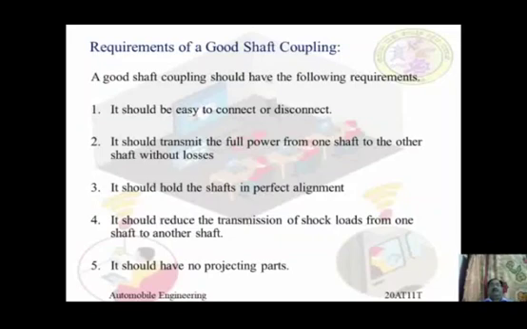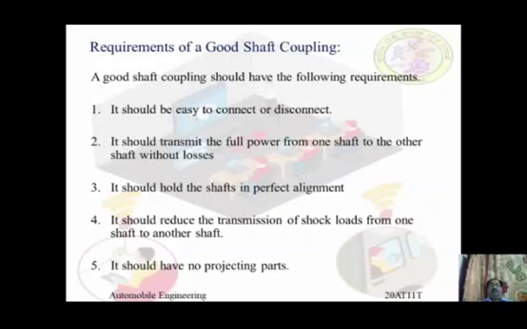Third requirement, it should hold the shafts in perfect alignment. When the operator connects the two shafts with a coupling, initially they are in alignment only, so they are in perfect alignment. But our shaft coupling should hold the shafts in perfect alignment even while the shafts are working.